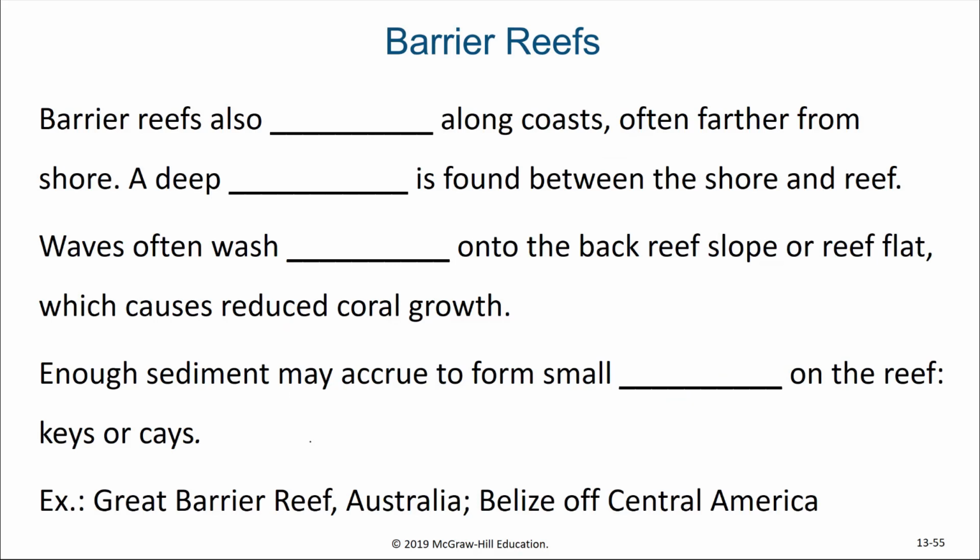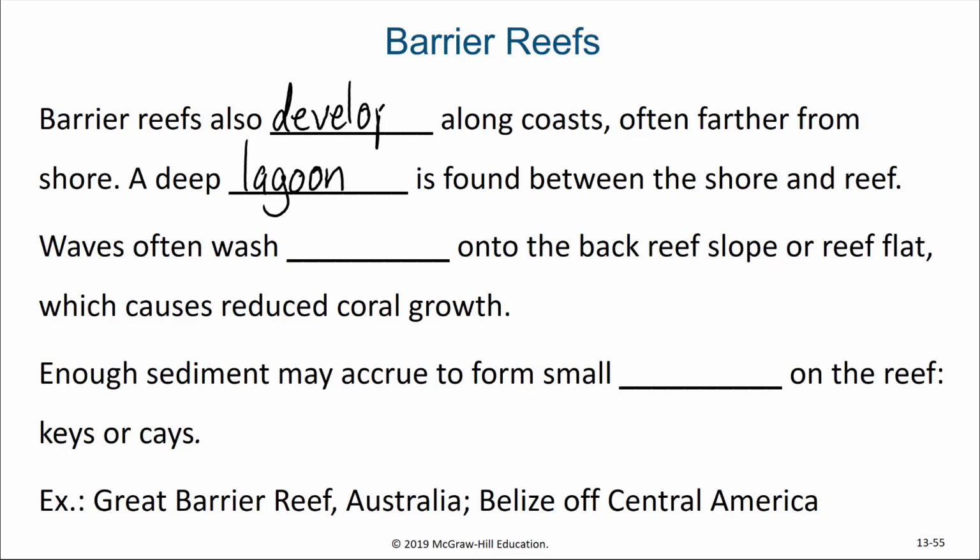A barrier reef is just slightly different. They also develop along coasts, yet they are often farther from shore than the fringing reef. The difference with a barrier reef is that a deep lagoon is found between shore and the reef crest.